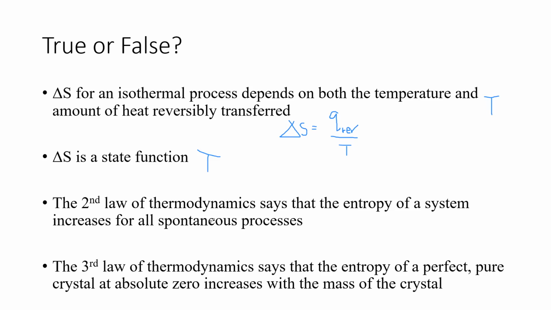And then with the third one, the second law of thermodynamics says that the entropy of a system increases for all spontaneous processes. And this one's a little bit of a trick, just in terms of the wording. That's what we want to pay attention to here. So the second law of thermodynamics says that the entropy of a system increases for all spontaneous processes. And what we're going to see is the entropy of the universe will increase, but for the system, not necessarily.